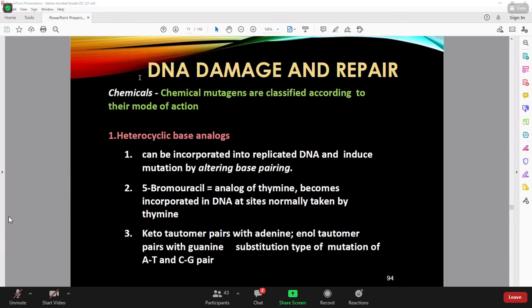Chemicals are also another type of mutagen, classified according to their mode of action. There are chemicals whose structure is heterocyclic, which can be incorporated into replicated DNA and induce mutation by altering base pairing. This type of chemical can induce mutation by altering base pairing. For example, 5-bromouracil is an analog of thymine, so it can be incorporated into DNA and replace thymine. When it is called an analog, be careful. When you are working with these specific chemicals, just be careful.